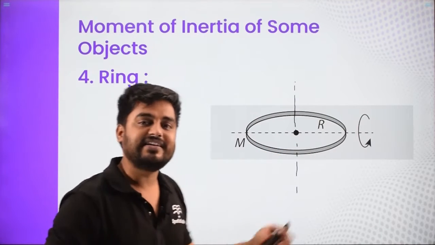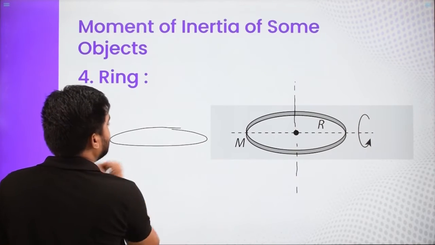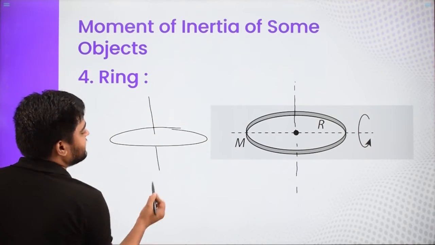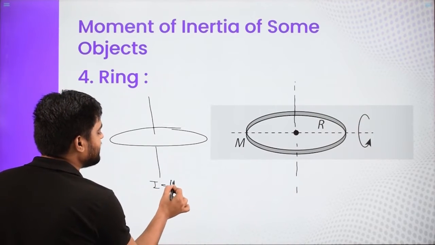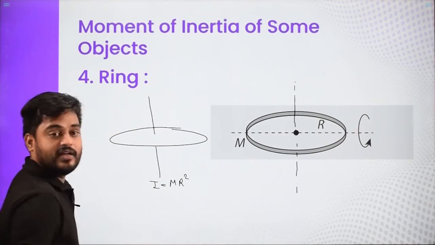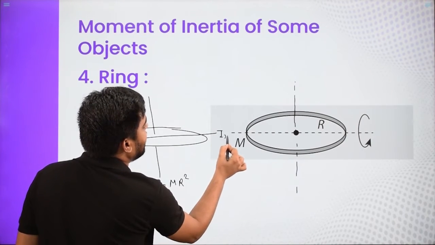So this is the diametrical axis. Now this is the ring. This is the axis which is perpendicular to the ring. We already know moment of inertia about that is nothing but mr square. This is what we needed to find. Let us say this is nothing but Ix.